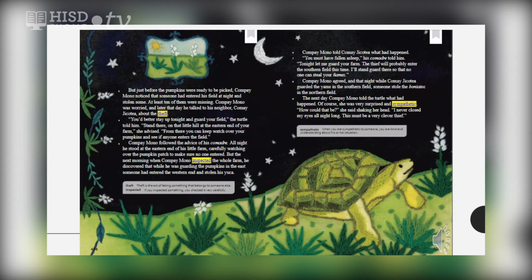Compe Mono agreed, and that night, while Come Jicotia guarded the yams in the southern field, someone stole the boniatos in the northern field. The next day, Compe Mono told the turtle what had happened. Of course, she was very surprised and sympathetic. "How could that be?" she said, shaking her head. "I never closed my eyes all night long. This must be a very clever thief."